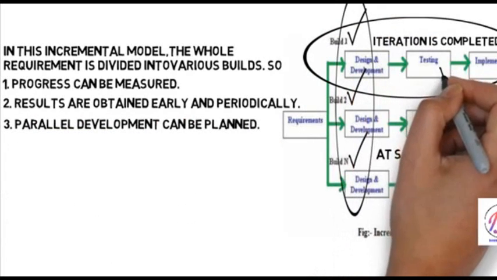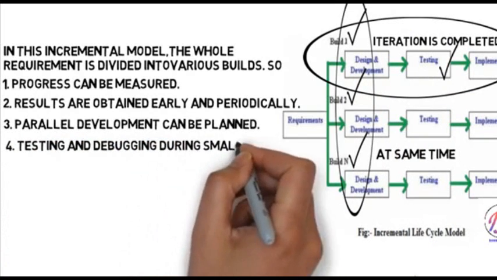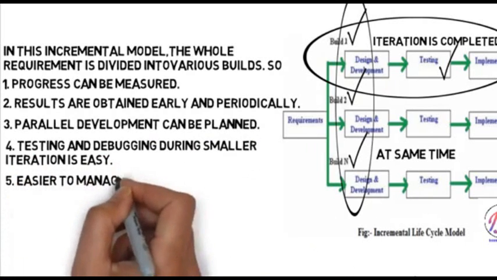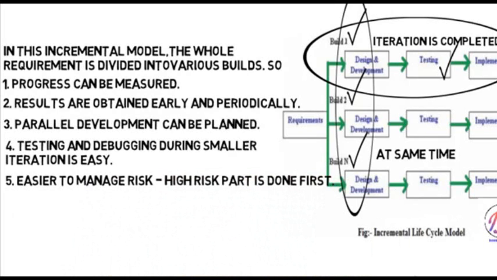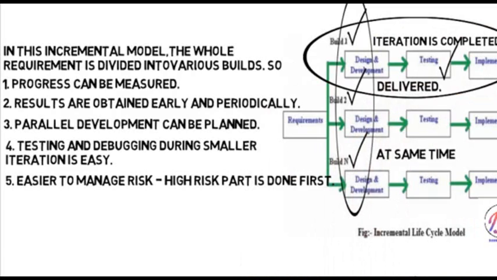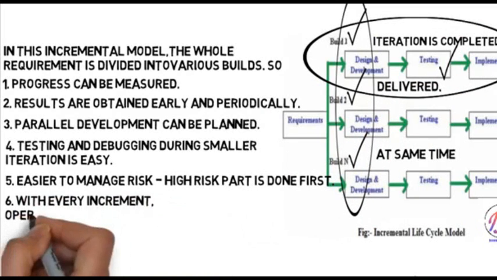When an iteration is completed, it is easy to test the iteration instead of testing the whole software. So testing and debugging during smaller iterations is very easy. It is easier to manage risk, as the high risk part is done first. When a build is completed, it is delivered. So with every increment, an operational product is delivered.